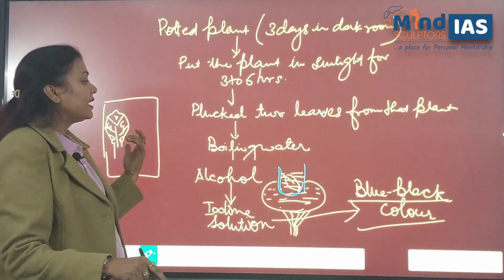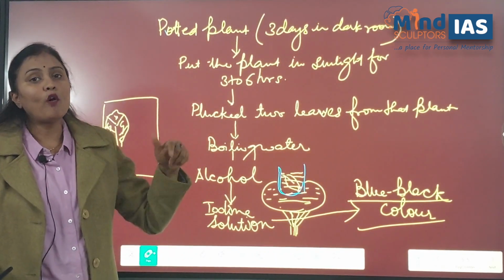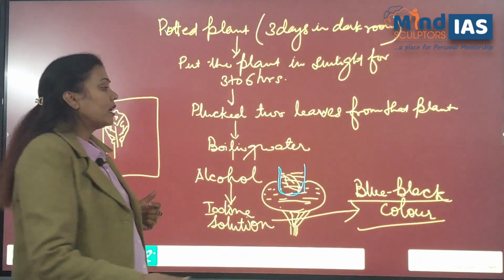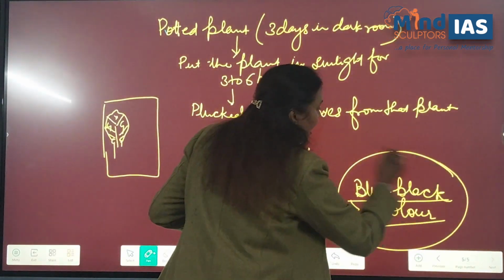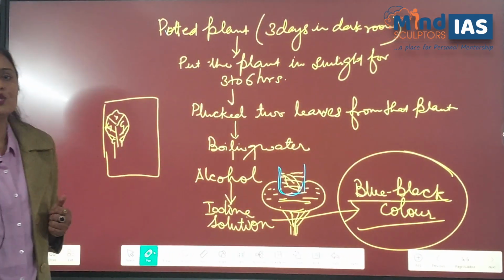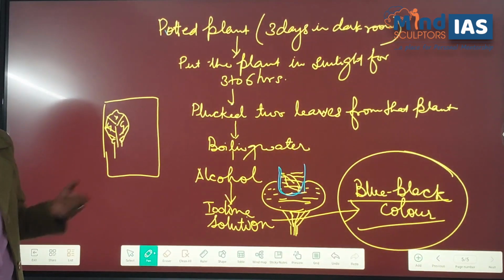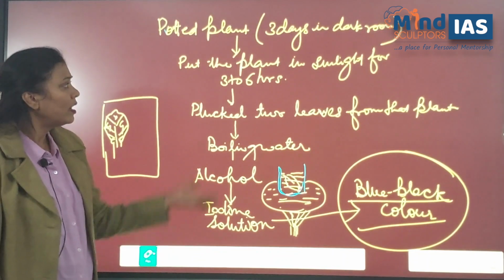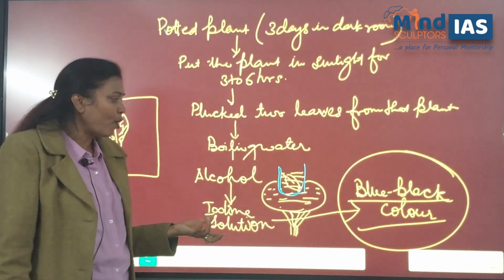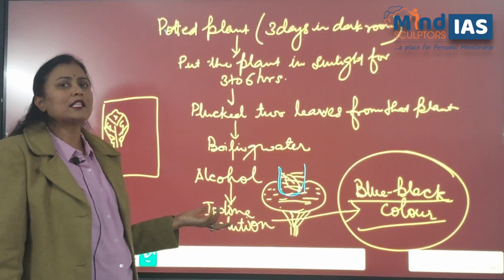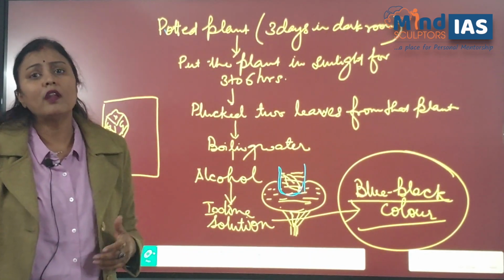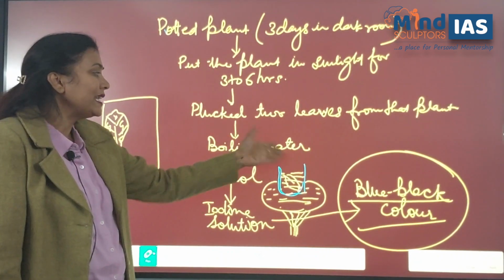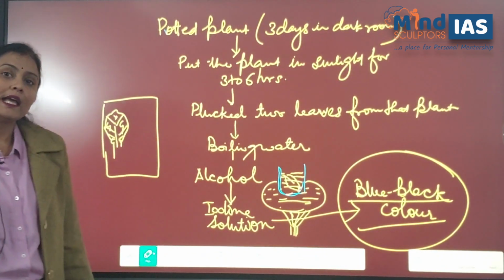Rather, the green area which contains chlorophyll goes through the process of photosynthesis and produces carbohydrate, and the conversion to blue-black color indicates the presence of starch in the leaf. So this is a small activity given in the NCERT. Sometimes questions may be asked from these activities and these boxes also, because these are the practical aspects of biology and more related to your day-to-day life. So with the help of this activity, we can easily detect the presence of starch in a leaf.